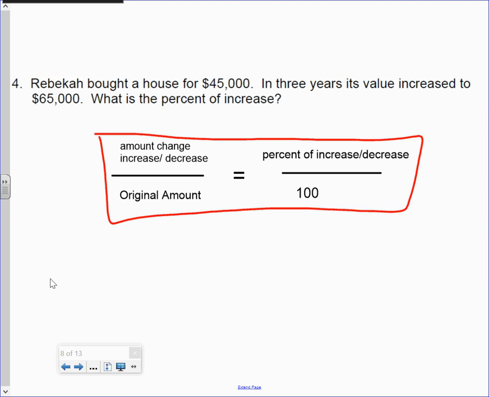Percentages come up everywhere. Without even thinking about it, I'm going to put in 100 right here. Percent of increase or decrease, well, that's the question. I'm going to put the X.